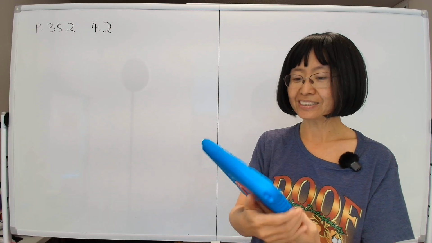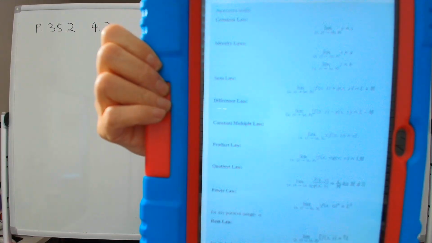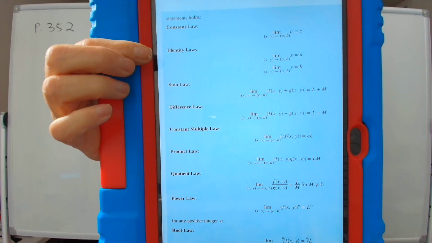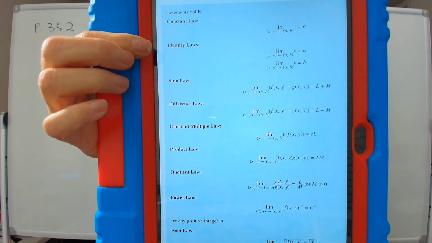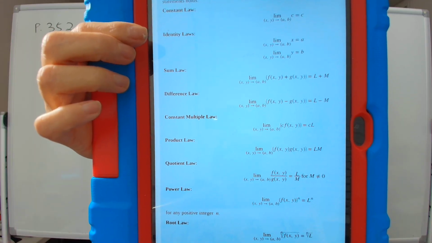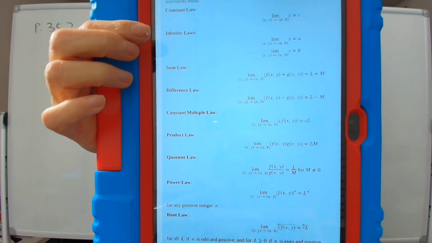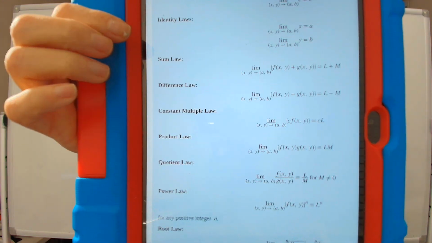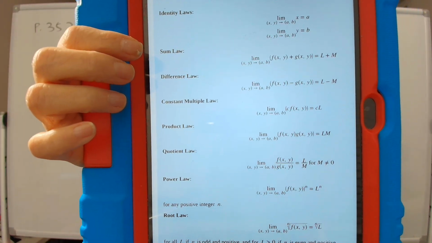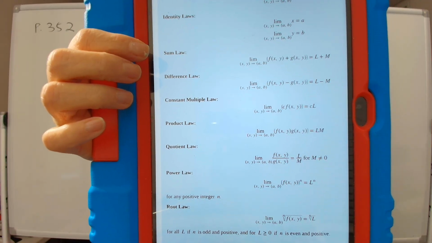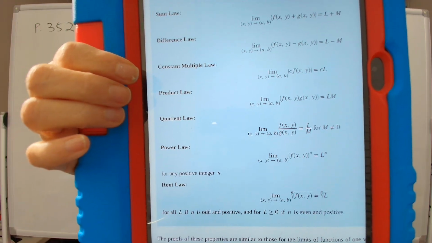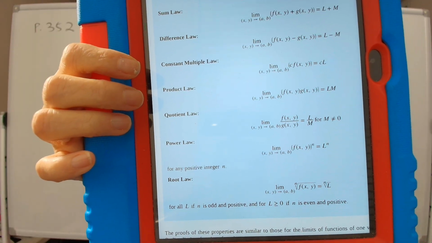A big pack of laws, and let's look at them real quick. The constant law says the limit of a constant is the constant itself. Identity law: the limit of x as x and y both approach a and b is just a, because you don't care where y goes in that limit. Just x, and similarly for b. The sum law: you just add the limits individually, and same for the difference. Multiplying by a constant, same thing. You can pull the constant in and out of that limit.